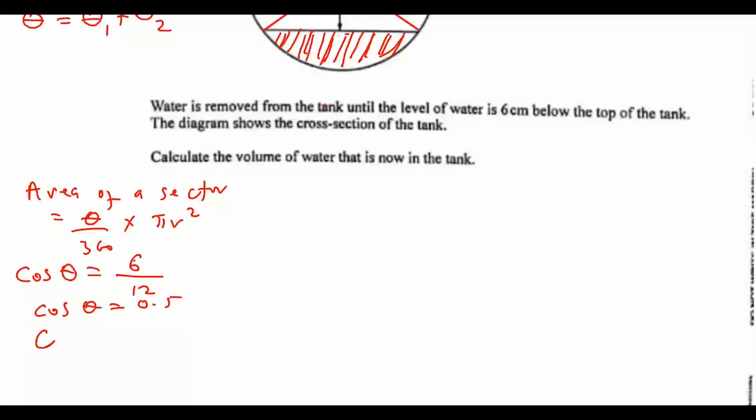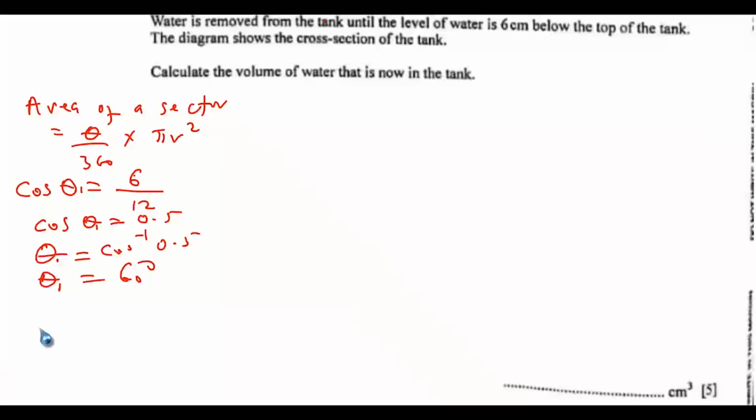Then take cos inverse of both sides. That will give us theta equals cos inverse of 0.5, and of course that is obvious. This will be 60 degrees. That's theta 1 rather, from cos theta 1. Now that we know theta 1, we can say that theta equals theta 1 plus theta 2, which equals 60 plus 60. That will be equal to 120 degrees. So this is the value of our theta, the center angle.